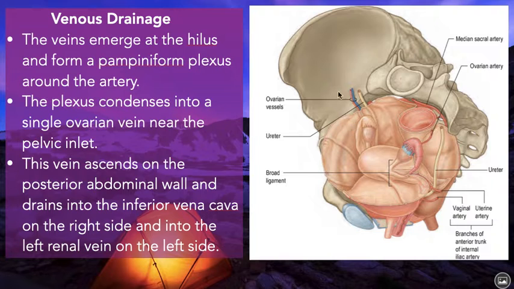The venous drainage. Veins emerge at the hilus and form a pampiniform plexus around the artery. The plexus condenses into a single ovarian vein near the pelvic inlet. The vein ascends on the posterior abdominal wall and drains into the inferior vena cava on the right side and into the left renal vein on the left side. You can see the ovarian vessels over here, the ovarian vein.